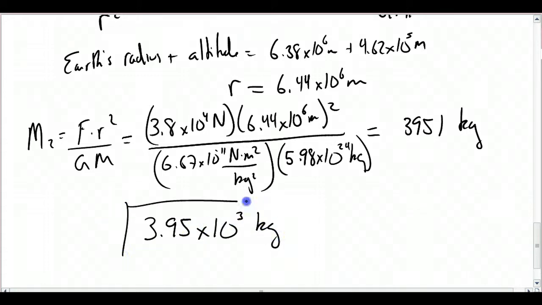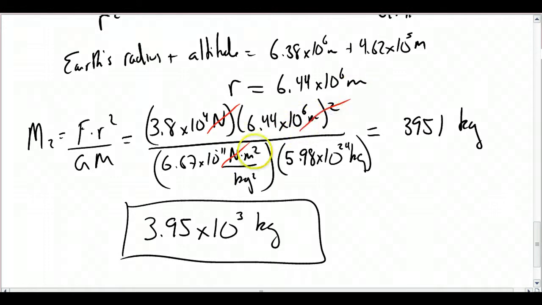That's a very reasonable mass for a satellite. Notice why the units come out to kilograms. If you look up here, you got a newton, crosses out with a newton. I got a meter squared there, gets rid of these meters squared. This kilogram gets rid of one of these kilograms, so I'm left with 1 kilogram in the denominator of the denominator, which makes it the numerator. There, you now understand the basics of using universal gravitation.